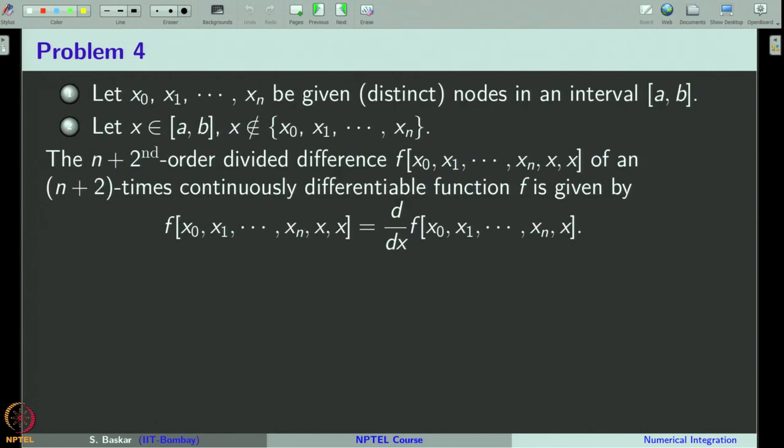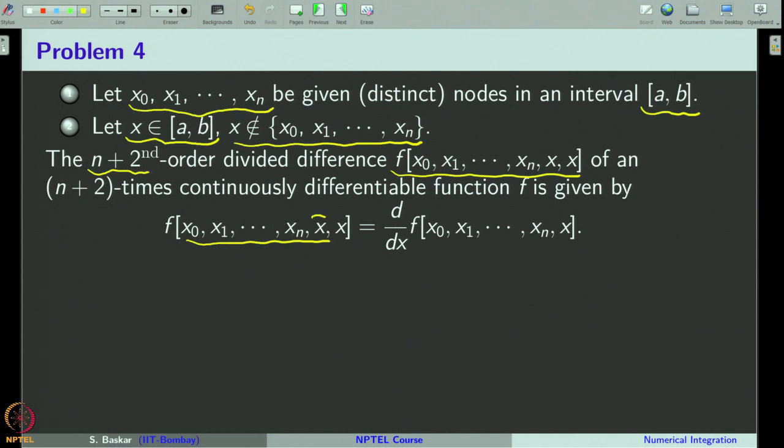Let us go on with problem number 4. In this problem, we have n plus 1 distinct nodes again given in an interval [a, b], and we are picking up one more point in [a, b] which is different from all these nodes. Okay? Then the (n+2)th order divided difference of the function f with nodes x naught, x 1 up to x n, and in addition to these n plus 1 nodes, you also have two more nodes which are repeated now. Okay? Here you see you have only two nodes repeated, and that can be written as d by dx of the divided difference of f at the nodes x naught, x 1 up to x n and only one x. Okay?